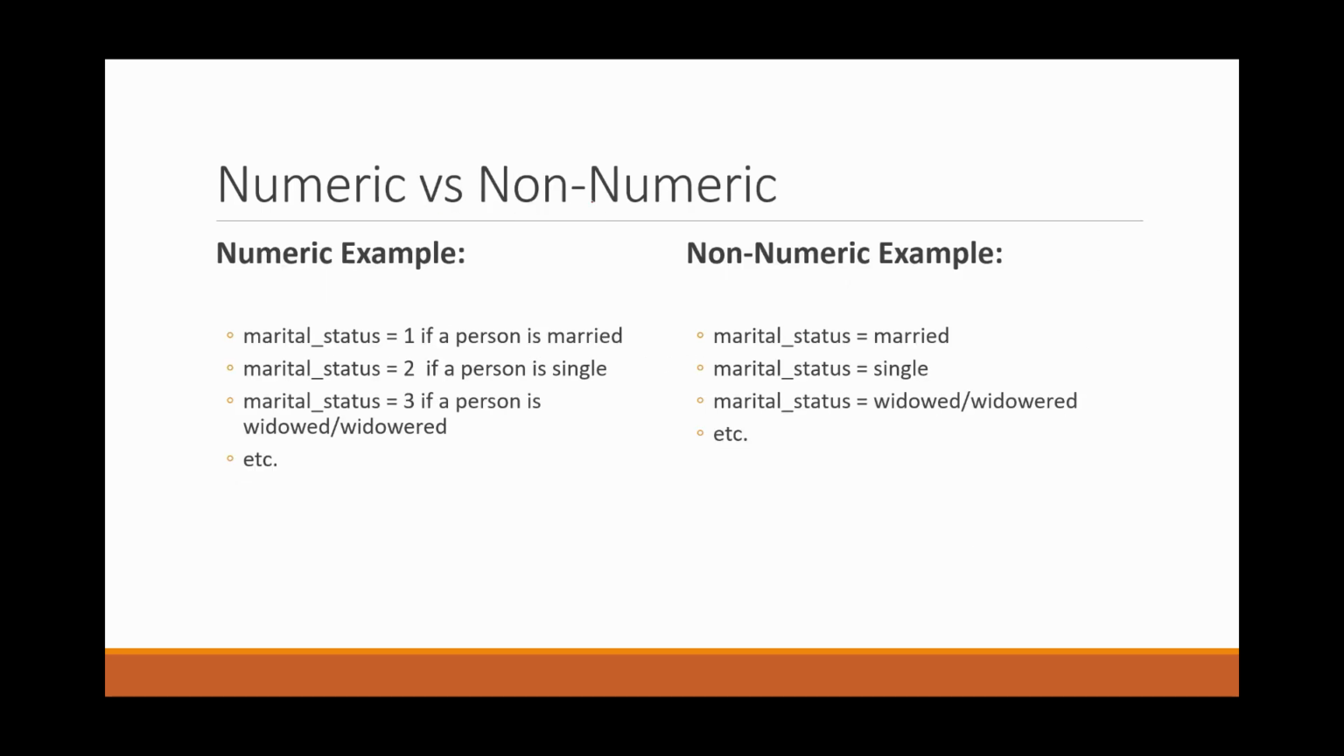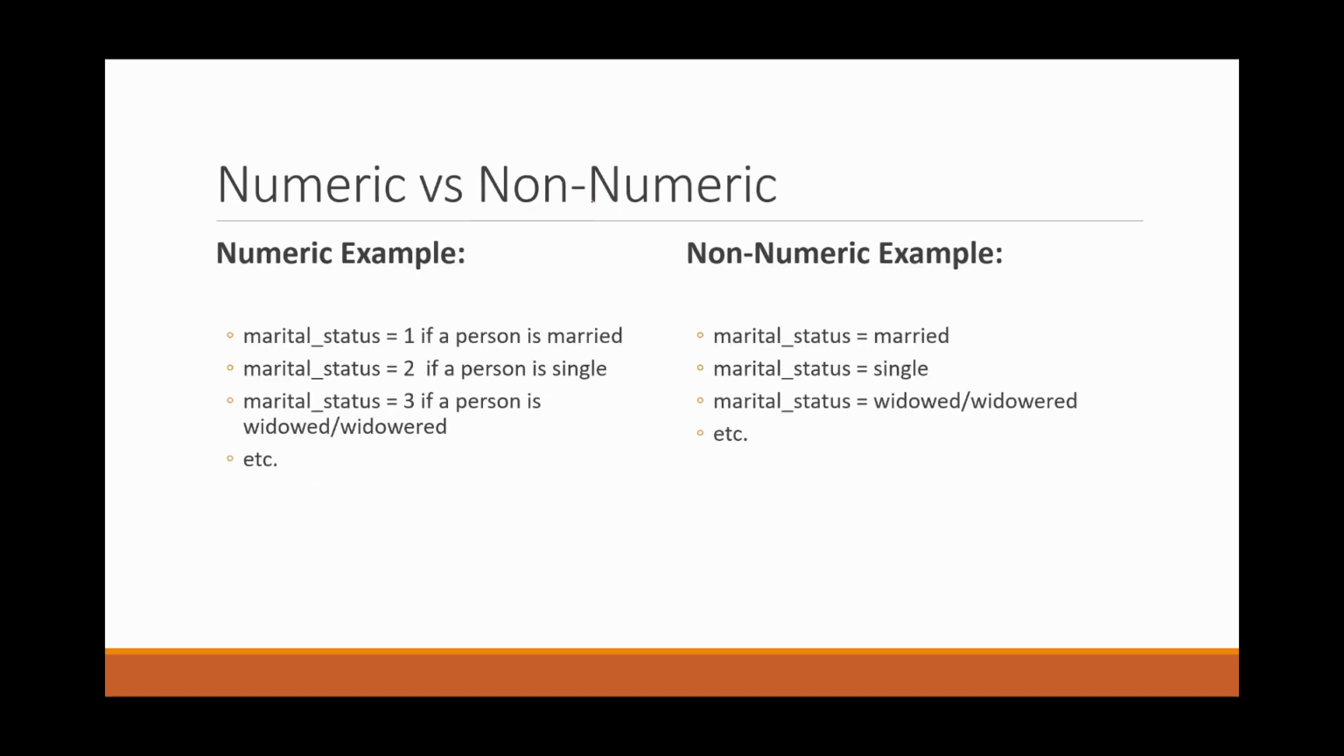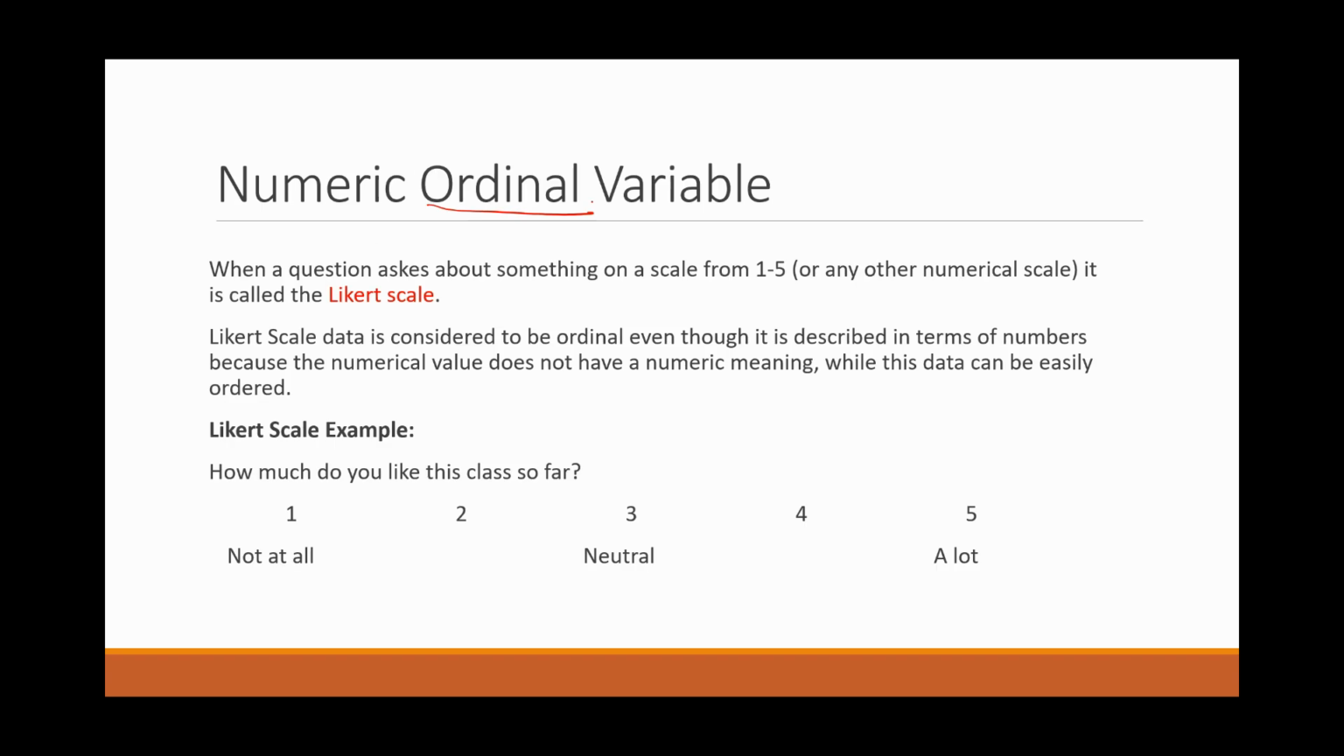All right, so this example that I just went through would be a numeric nominal categorical variable where the ordering does not matter. Here's a numeric ordinal categorical variable where the ordering does matter. Okay, so this is a numeric nominal categorical variable, where the order doesn't matter. Here's a numeric ordinal variable where the order does matter.